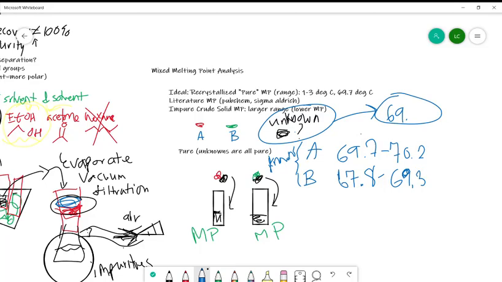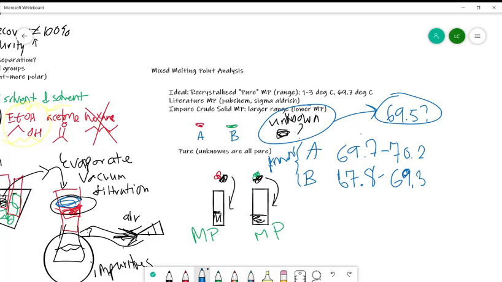I don't know. Let's say 69.5. It doesn't really matter in this case. Essentially, if you mix compound A and the unknown, and if the unknown is A, that shouldn't impact what the temperature is.